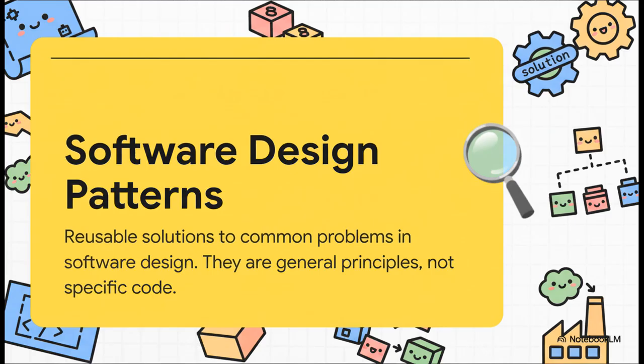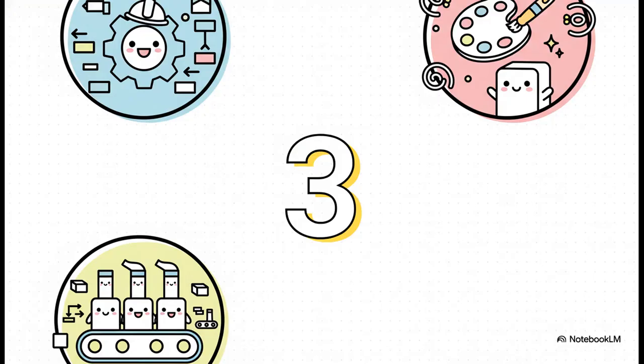Think of them as proven, reusable solutions to the same old problems that pop up again and again in software design. Now, here's the really crucial part. These are not just chunks of code you can copy and paste. They're more like high-level concepts or templates for solving a problem that you then tailor to your own specific needs. To help us get a handle on all of these ideas, they're neatly organized into three main categories. Each one tackles a completely different part of how software is built.